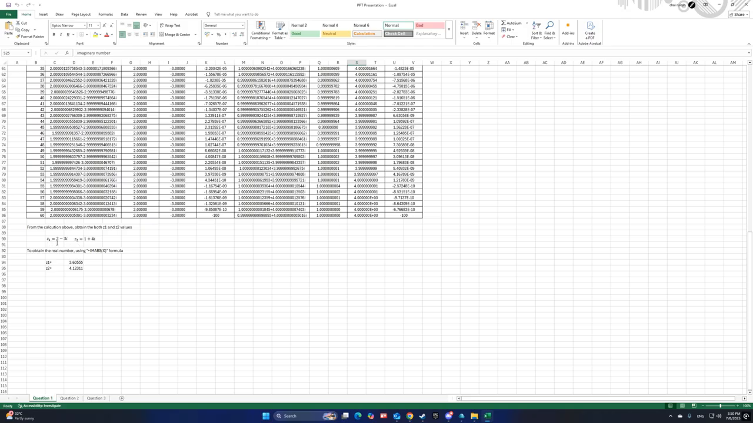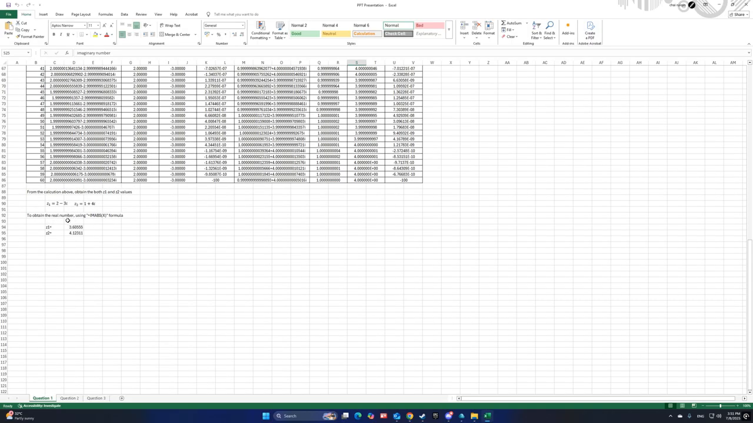z1 we will obtain as 2 minus 3i, then z2 equal to 1 plus 4i. In order to obtain the real number, we can use the IMABS formula. So at the end we will obtain z1 equal to 3.6055, and z2 will become 4.2311.